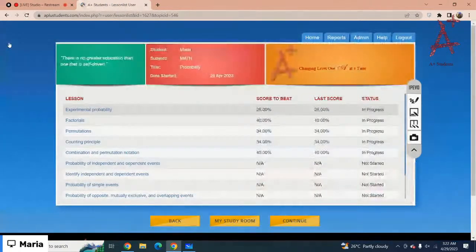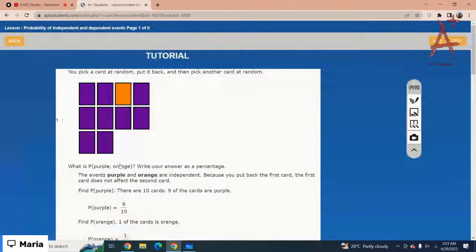And the next lesson is probability of independent and dependent events. First, we're going to learn what dependent and independent events are. Dependent events are the ones where the outcome of the first event is related to the second event. But if there is no relation between the outcomes of both events, that means they are independent events.